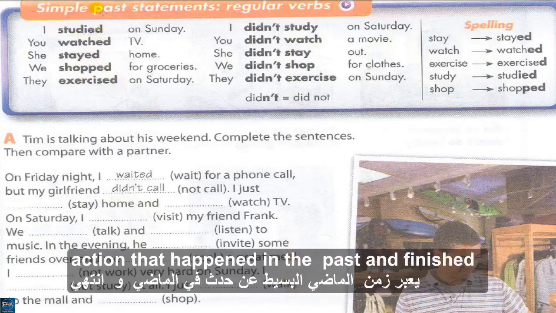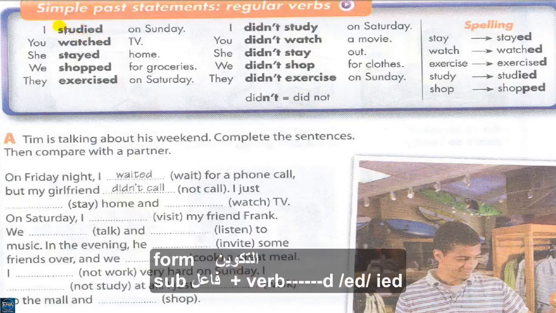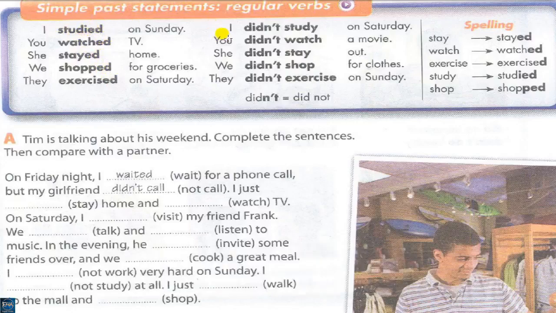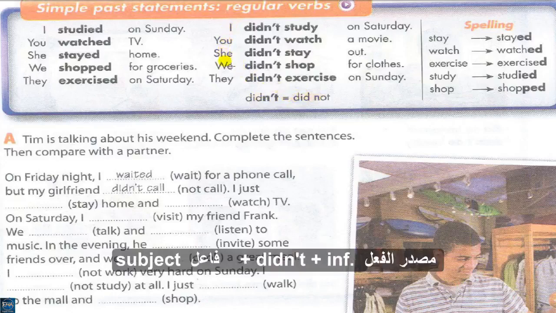Again, the simple past expresses an action that happened in the past and finished. Form: verb plus D, E-D, I-E-D. Negative, to say no. I studied on Sunday. Negative: I didn't study. You watched television. You didn't watch a movie. She didn't stay. We didn't shop. They didn't exercise. Negative didn't equals did not. Negative: subject I, you, she, we, they, he, plus didn't, plus the main verb, the infinitive.